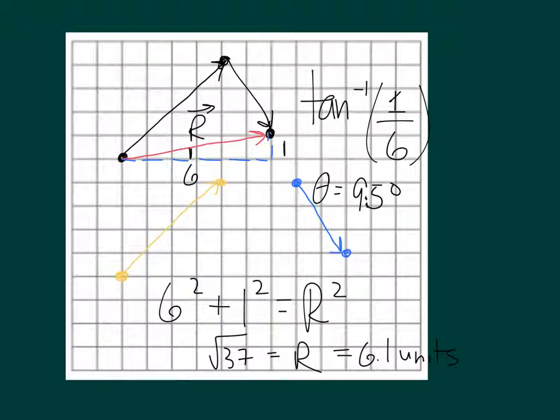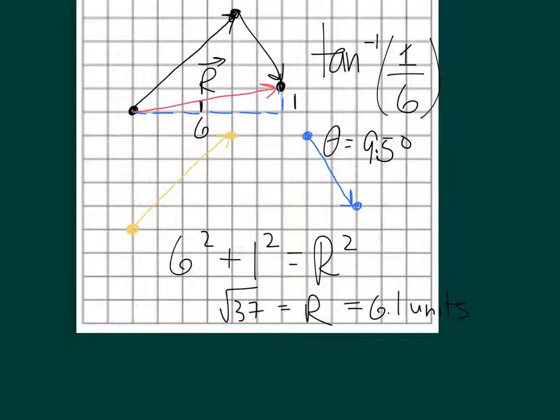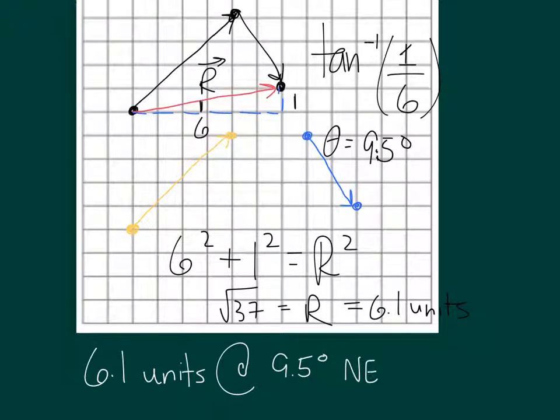Okay, 9.5 degrees. So if I were to give an overall answer for a problem like this, I would probably say something like the following: 6.1 units at 9.5 degrees northeast. Why do I know my answer is northeast? Why do I know that my answer is northeast? Obviously it goes east and then north.